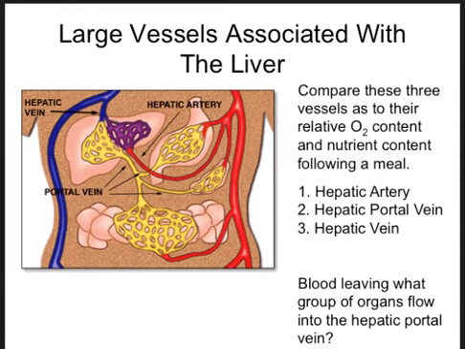Next question. We rank it according to nutrient content. The hepatic portal vein would have the most, the hepatic vein would have the second most, and the hepatic artery would have the least. Next question. Blood leaving what group of organs flows into the hepatic portal vein? And the answer is the spleen, the gallbladder, the stomach, and the large and small intestine.